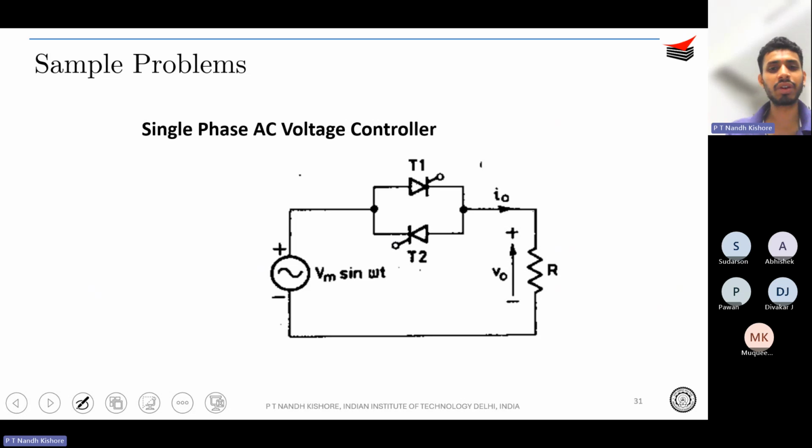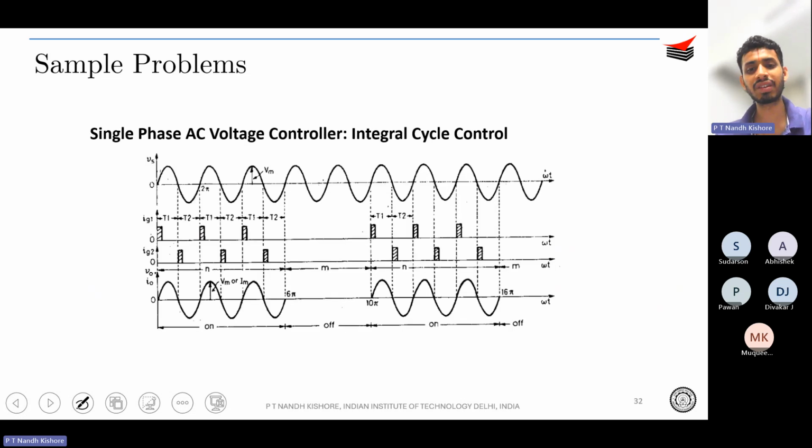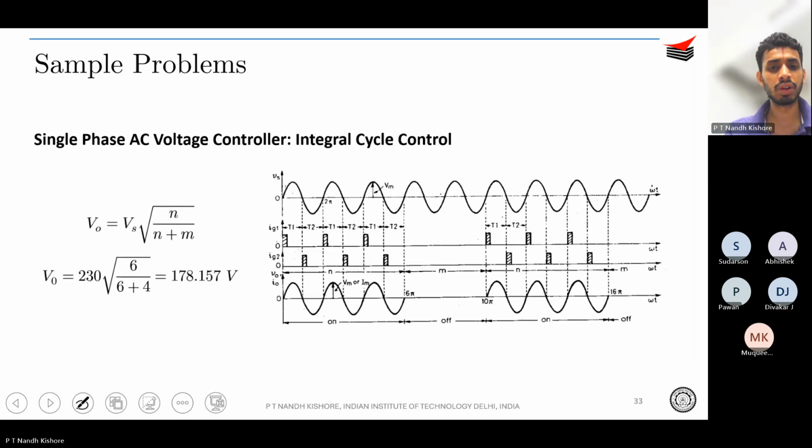Or you can go the conventional way, just draw it, and draw the waveforms for your own convenience. 6 cycles on, so 0 to 6 out of the 10 cycles, and 4 cycles off. So that is what we are using: Vs into root over n by n plus m.